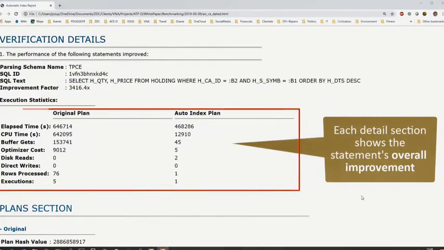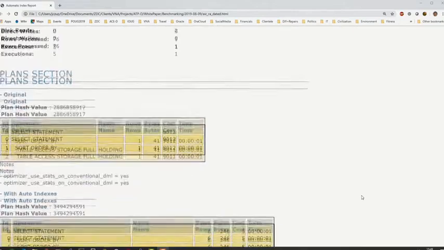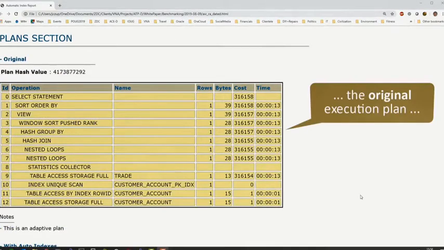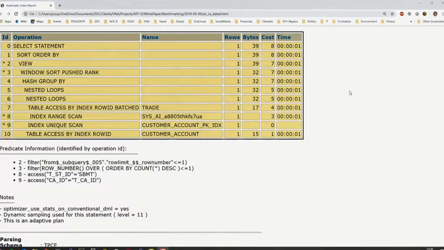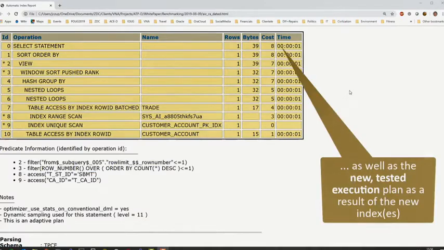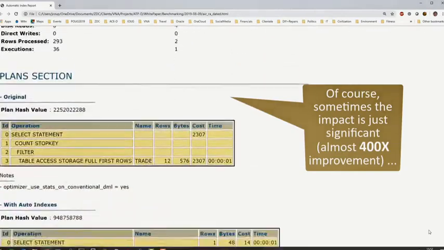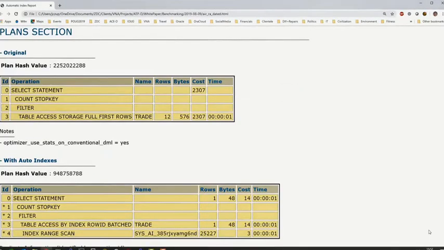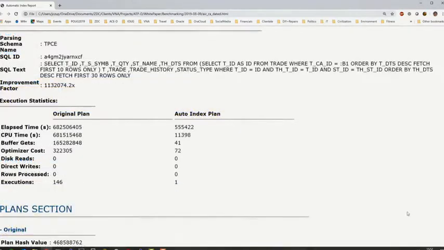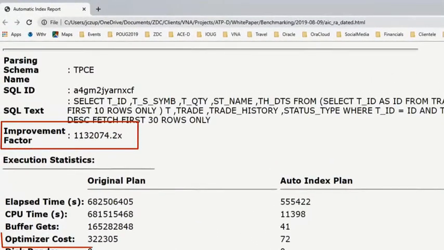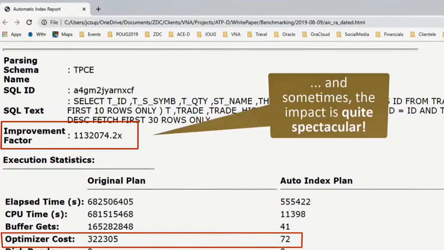So here's another statement level look. We have 3,400 times performance improvement, a dramatic change in the optimizer cost from over 300,000 to a mere 8. Here's another statement. So it's not that impressive. Yeah, it's only 400 times improvement. Still, not insignificant. And every once in a while, something really amazing. Here's one particular statement. Don't rub your eyes. That's over 1 million times performance improvement for that single statement. Like I said, hold my beer, watch this.